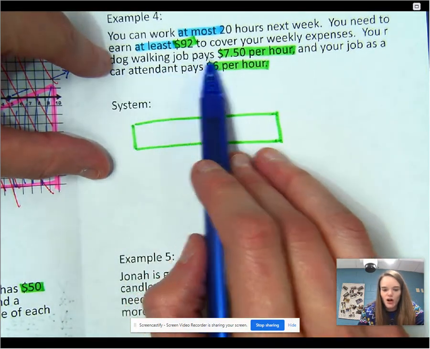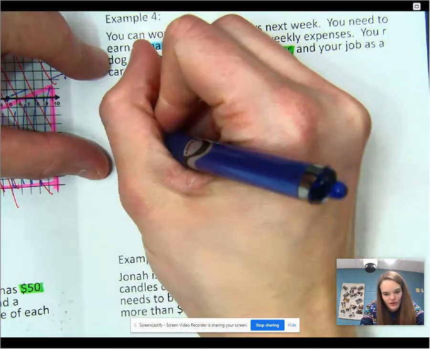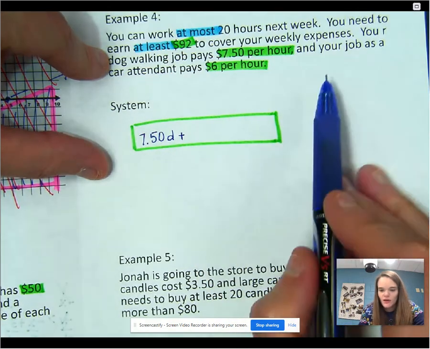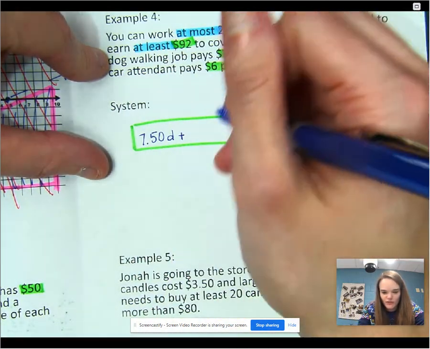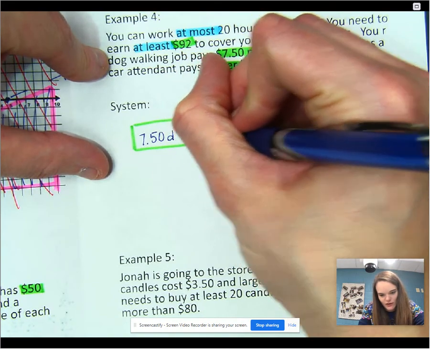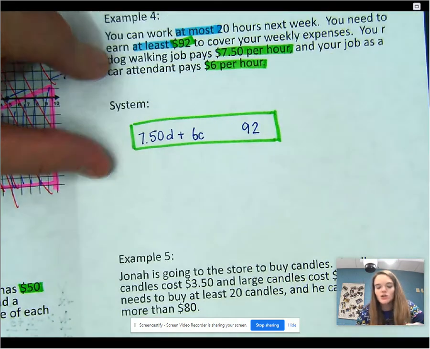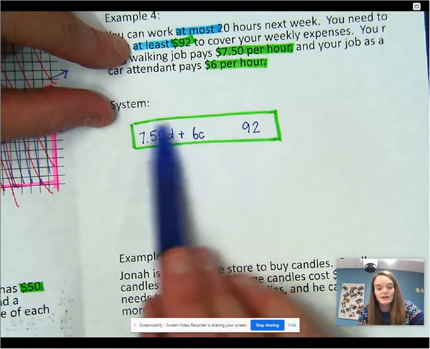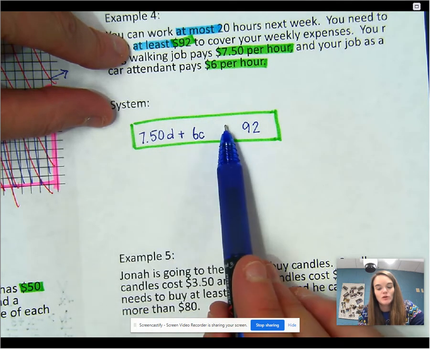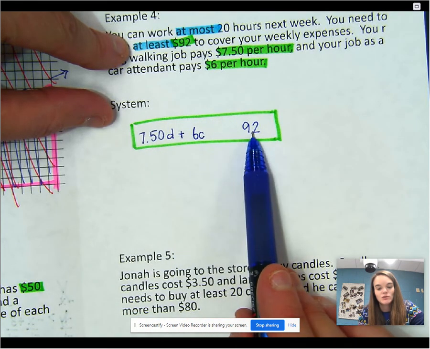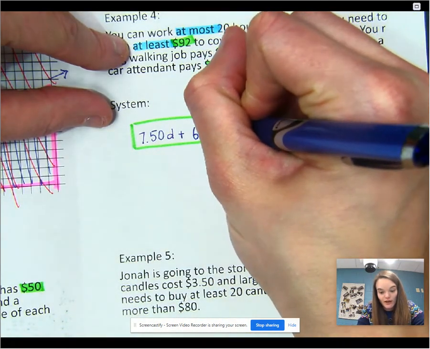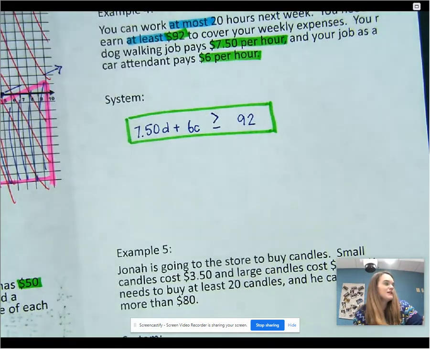Your dog walking job pays $7.50 per hour. 7.50 D plus. Your job as a car attendant pays $6 per hour. 6C. And 92. You need to make at least $92. This is the total you will be paid. Does the total need to be greater than 92 or less than 92? Well, you need $92. So it would be better if it was greater than, but or equal to is okay because that means you at least did make $92. So greater than or equal to.